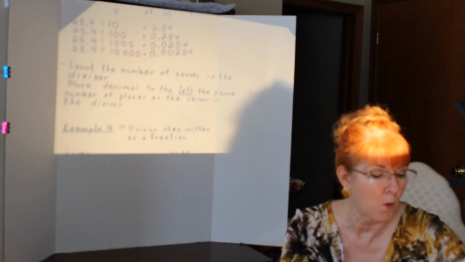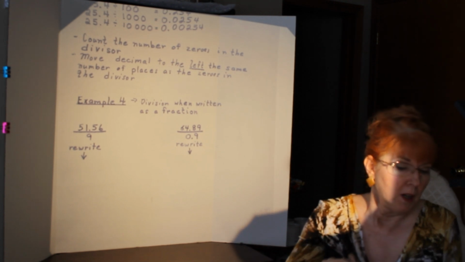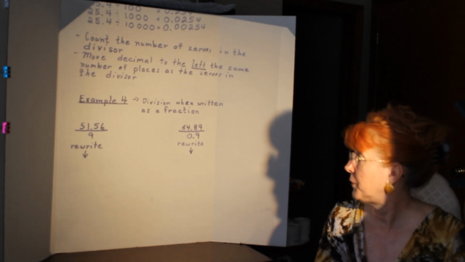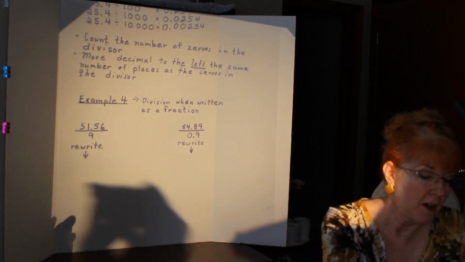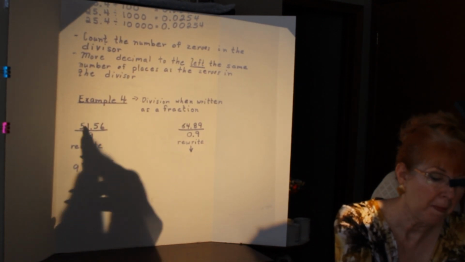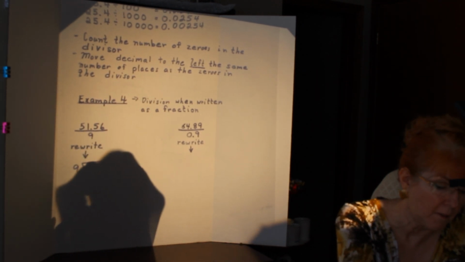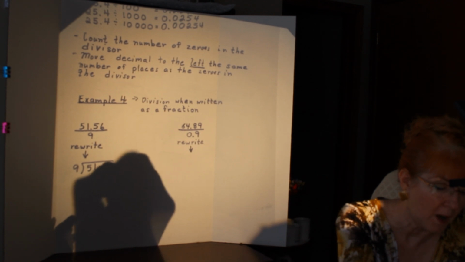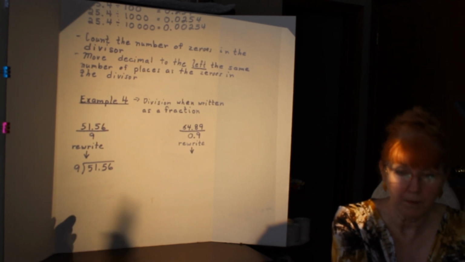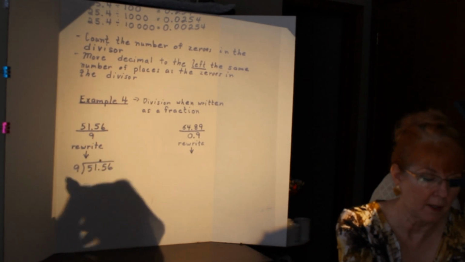And we'll have example 4. Example 4: when division is written as a fraction. So, 51.56 divided by 9. Just rewrite it. In this case, you've got divisor and dividend. So your dividend's here, 51.56. There's no decimal in my divisor, so no problem. Just put your decimal up into the quotient area and divide like usual.